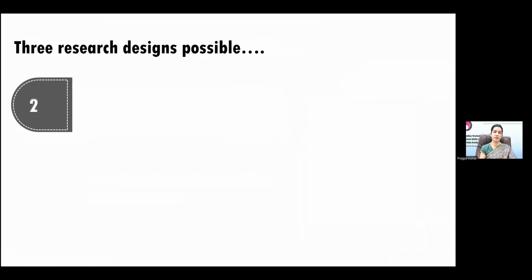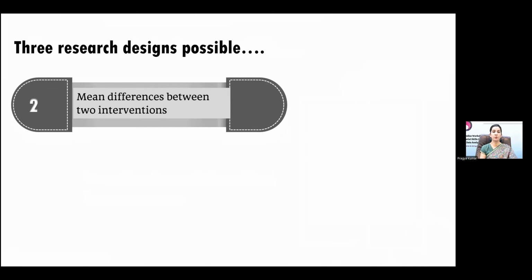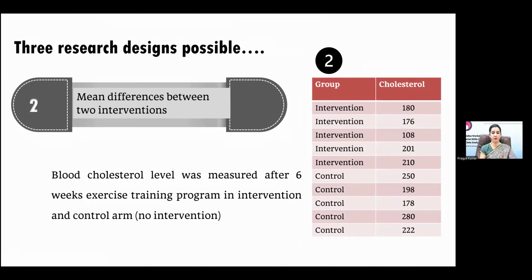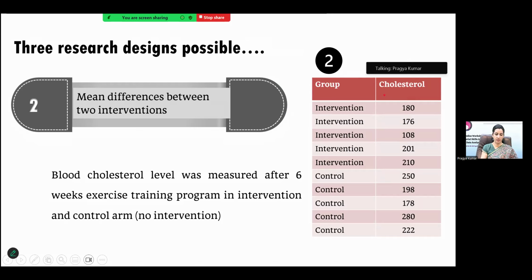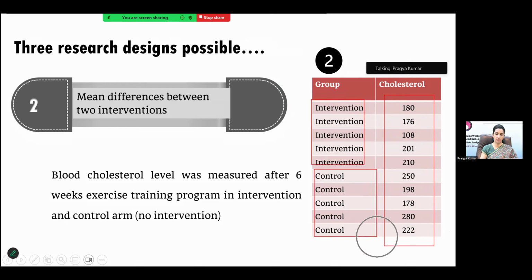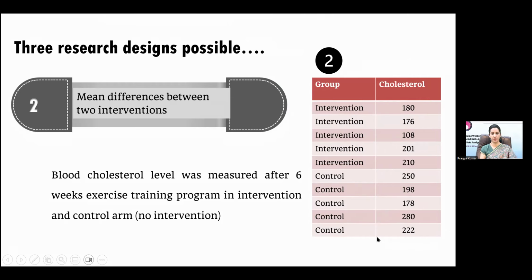The second type of research design can be if I want to know the mean difference of two interventions. For example, I have got this one, there's a group which is an intervention group, and there's a group which is a control group. And I have got the cholesterol value of these two groups. So if I wish to measure the blood cholesterol value after 6 weeks of exercise training program, then again here the variable is a continuous variable or a scale variable, and I am measuring this across two categorical variables, which is the intervention and control. So I'll use the independent sample t-test.